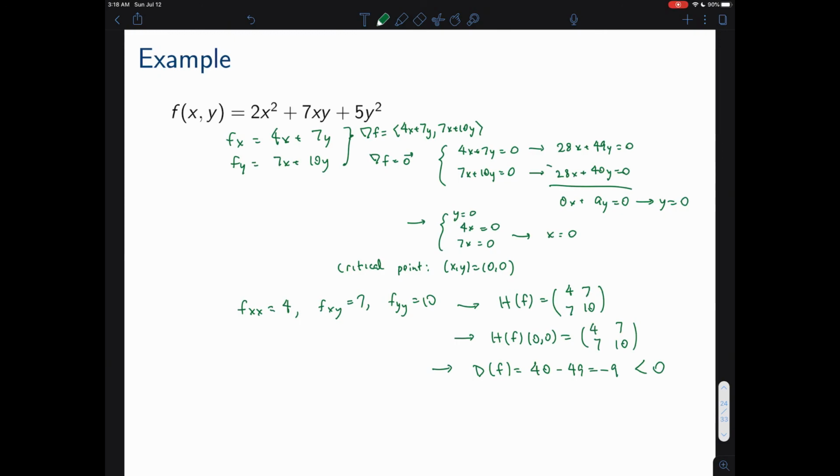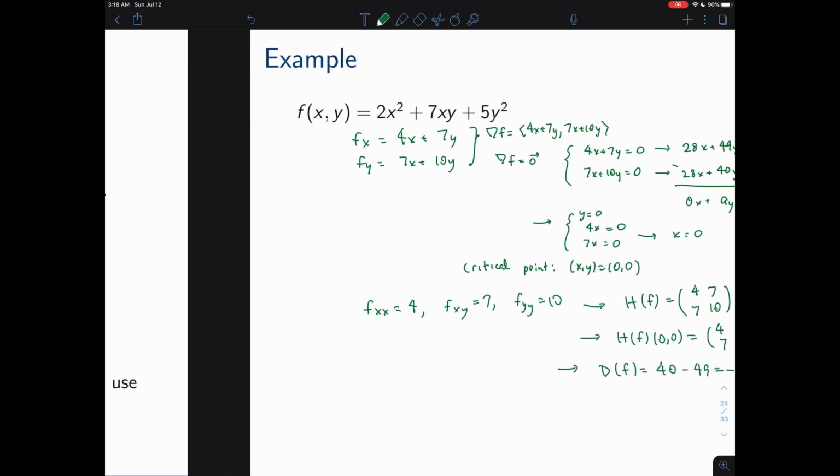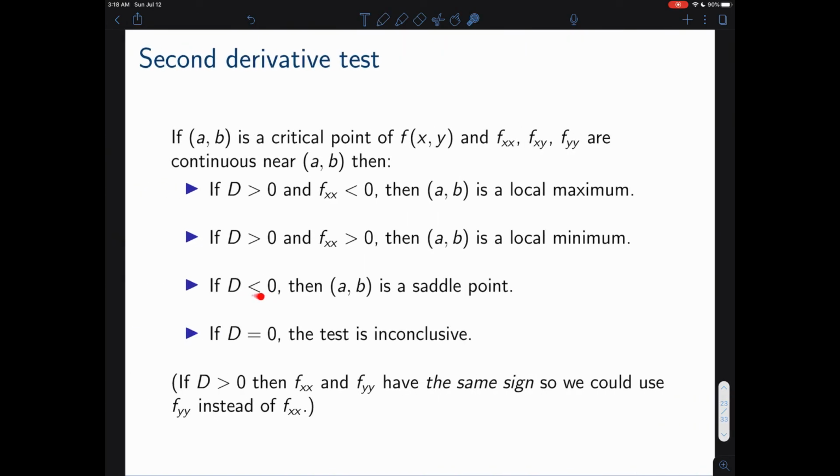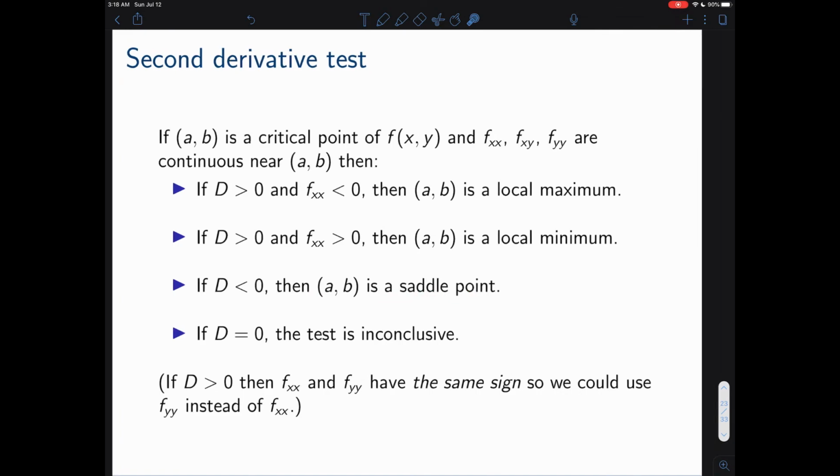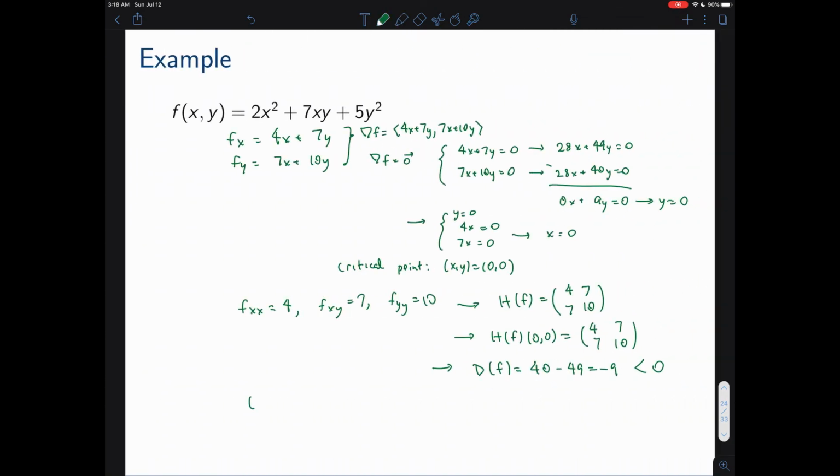Do you remember what it means when the discriminant is less than 0? Well, you might not have the second derivative test memorized yet. Let's go back and look. If the discriminant was less than 0, then that point is a saddle point. So in this case, point (0, 0) is a saddle point. And in terms of our original function, to get back to the original question, which was find all the maxima and minima of this function, well, there aren't any. This function f has no local max or min. And that's the answer.